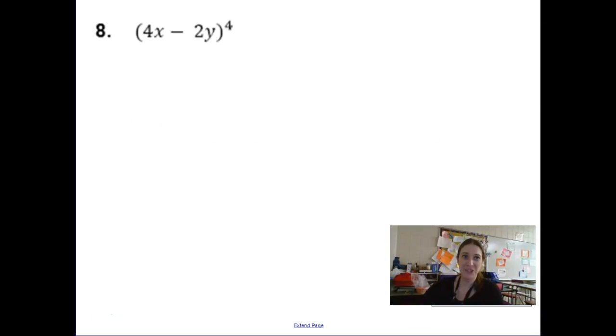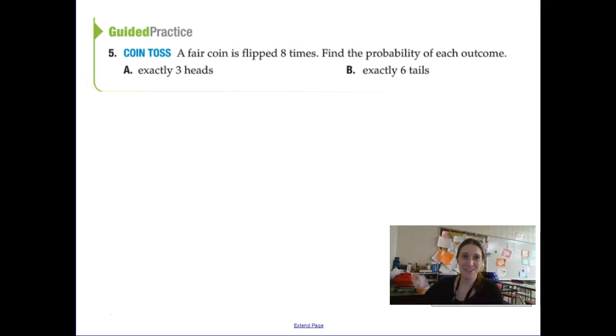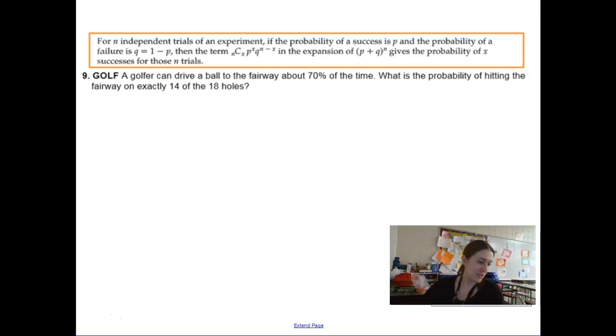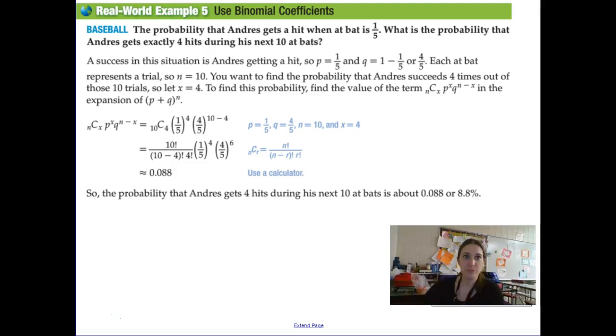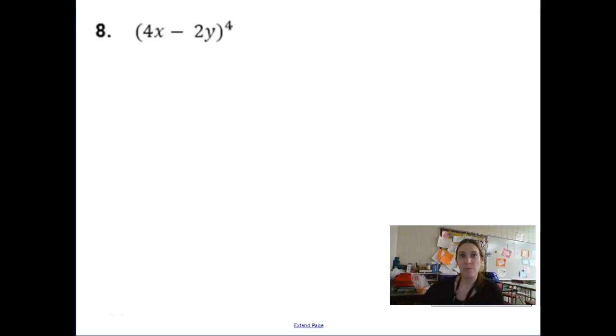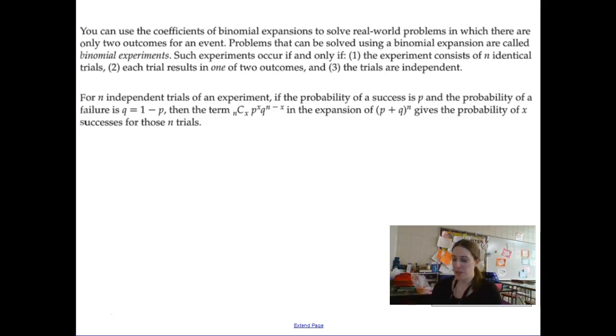I'm just trying to find where your notes actually begin, which is right here. So there we go. Binomial probability is used when there are only two outcomes, so either you will have a success or a failure. You can't sort of succeed and sort of fail.